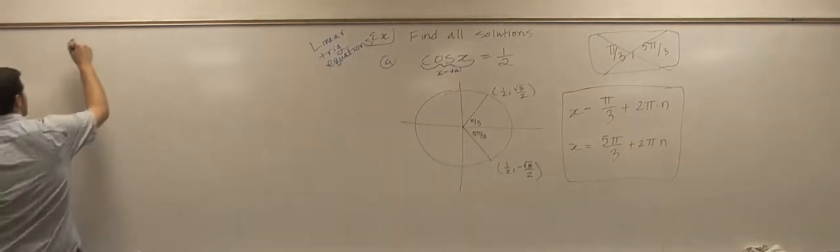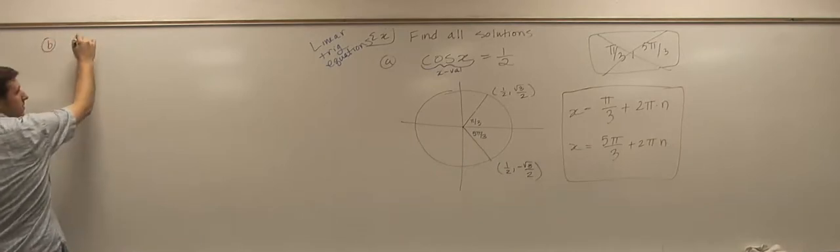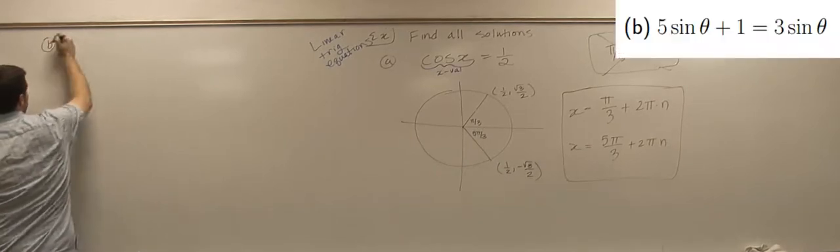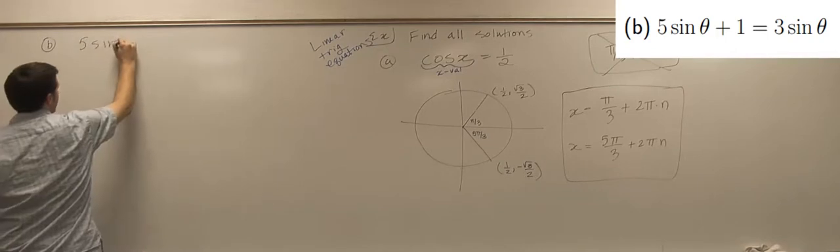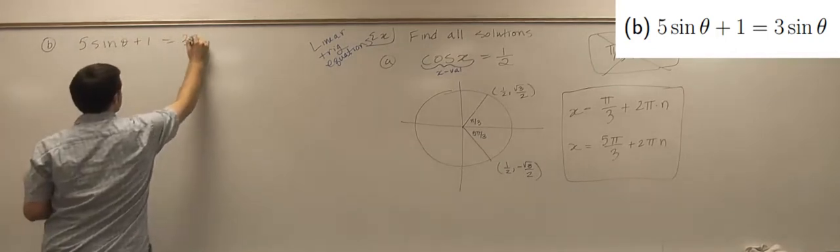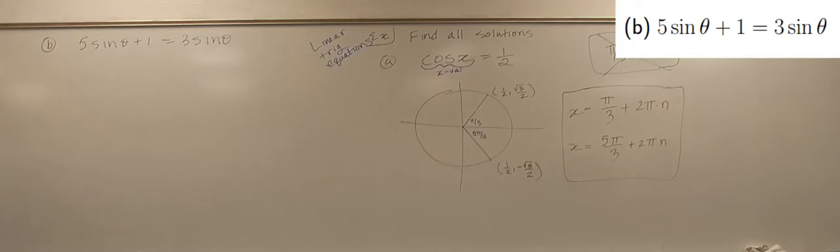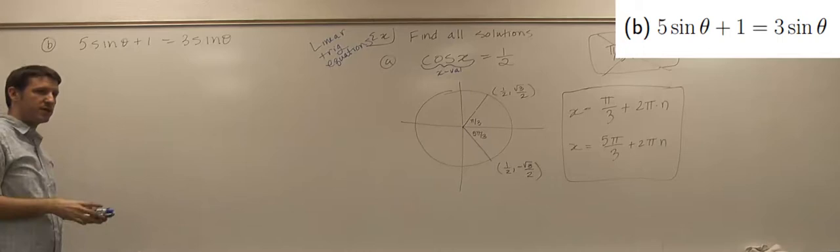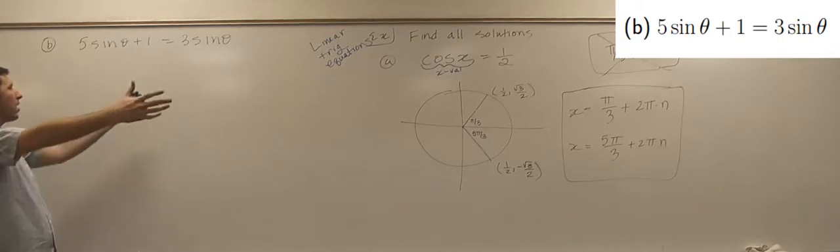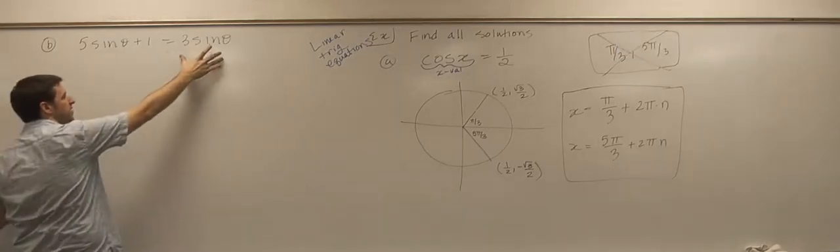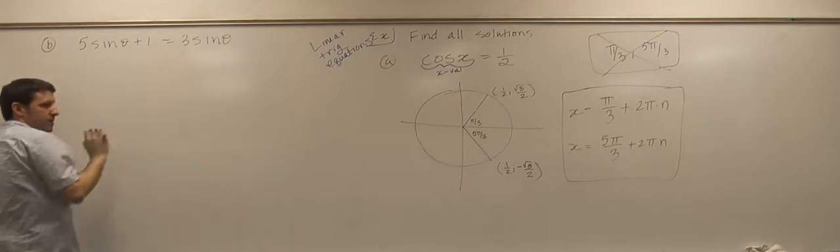Let me do this. Again, we're trying to find all solutions. 5 sine theta plus 1 equals 3 sine theta. In this case, the trig function is not isolated, so what do you think happens? You got to move things. You got to do some algebra. So I want all of my variable terms on the same side and everything that doesn't have a variable on the other side.